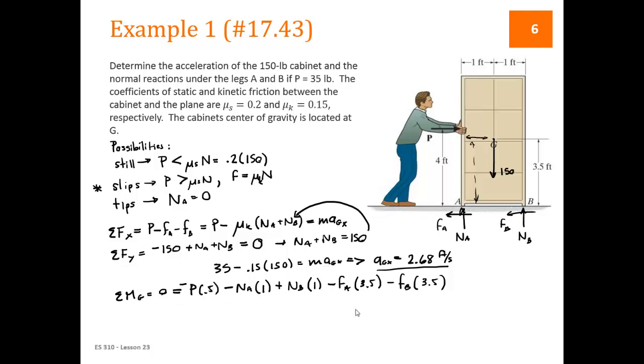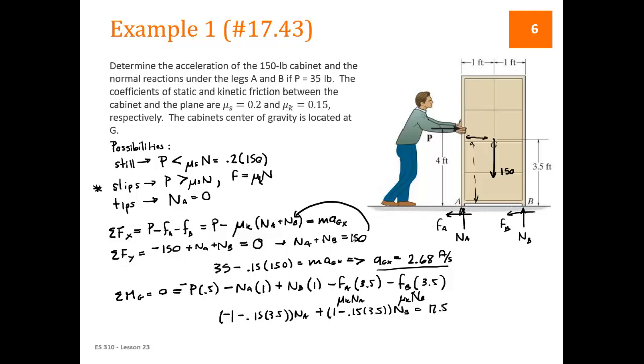So the P goes to the other side. FA is mu K NA. FB is mu K NB. We can combine things together. We get negative 1 minus 0.15 times 3.5 times NA plus 1 minus 0.15 times 3.5 times NB is equal to P, which is 35, times 0.5 on the other side, which is equal to 17.5.